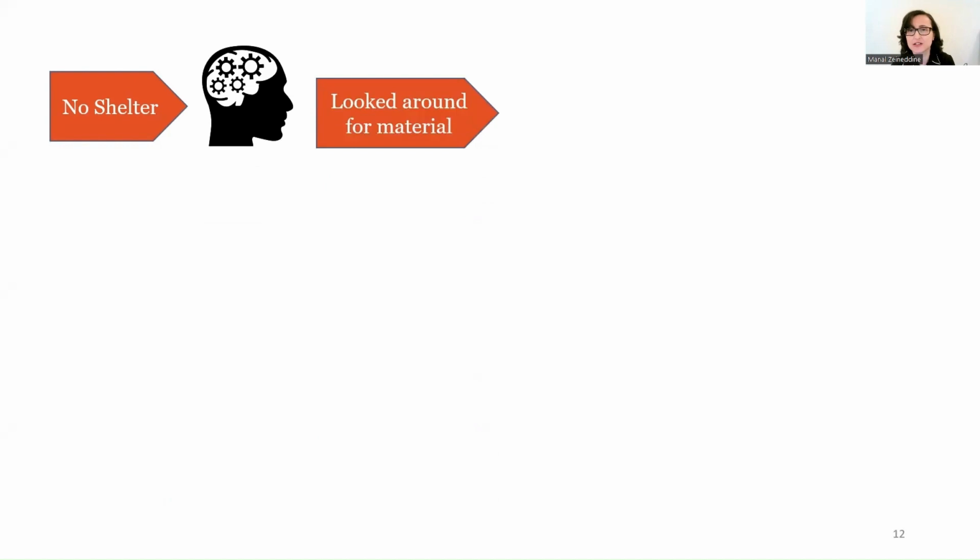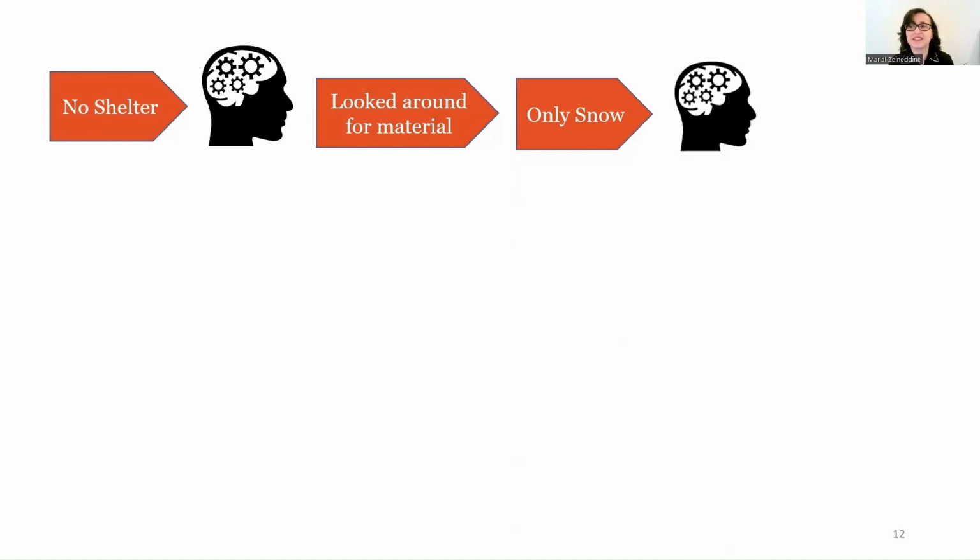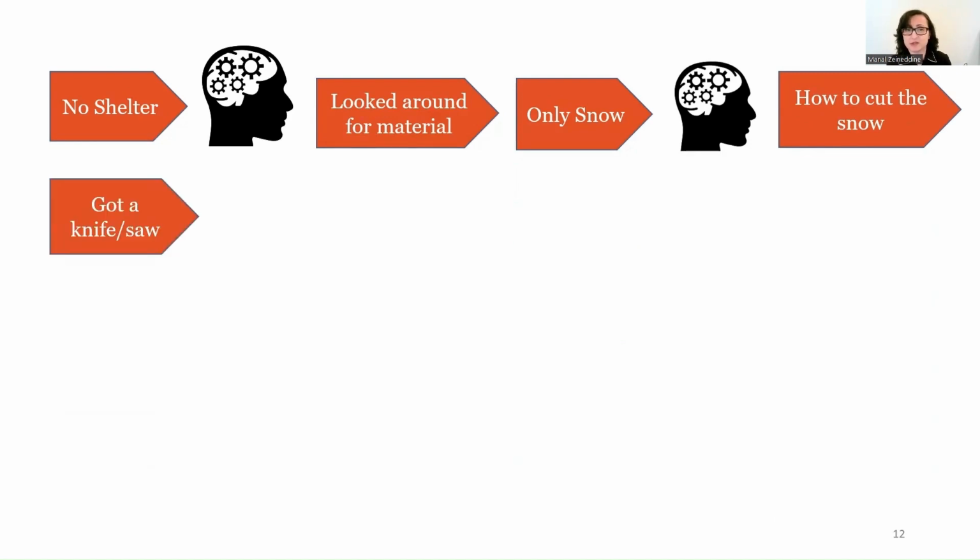And not any shelter, a specific type of shelter, because in those harsh conditions, the sunlight should be able to come in and the wind should be kept out. So they looked around for material, and the only thing available is obviously snow. So they thought again and again how to cut the snow, because that is a very difficult thing to do. The snow is obviously very, very thick. So they got a knife or a saw, and in this video they used both.